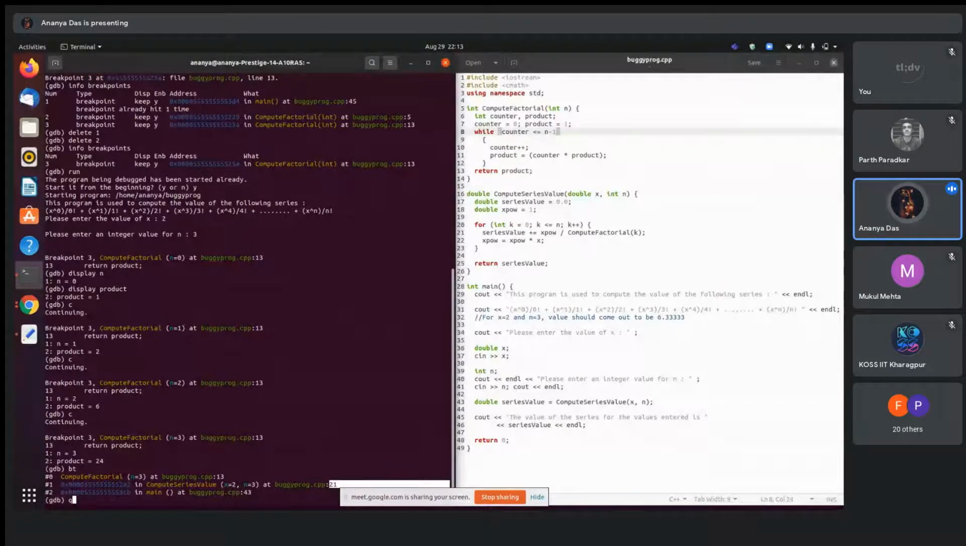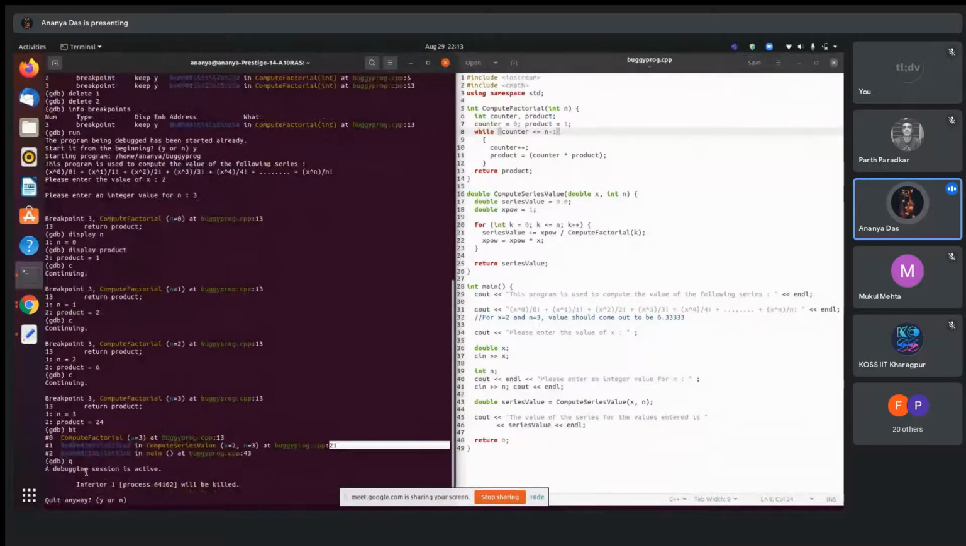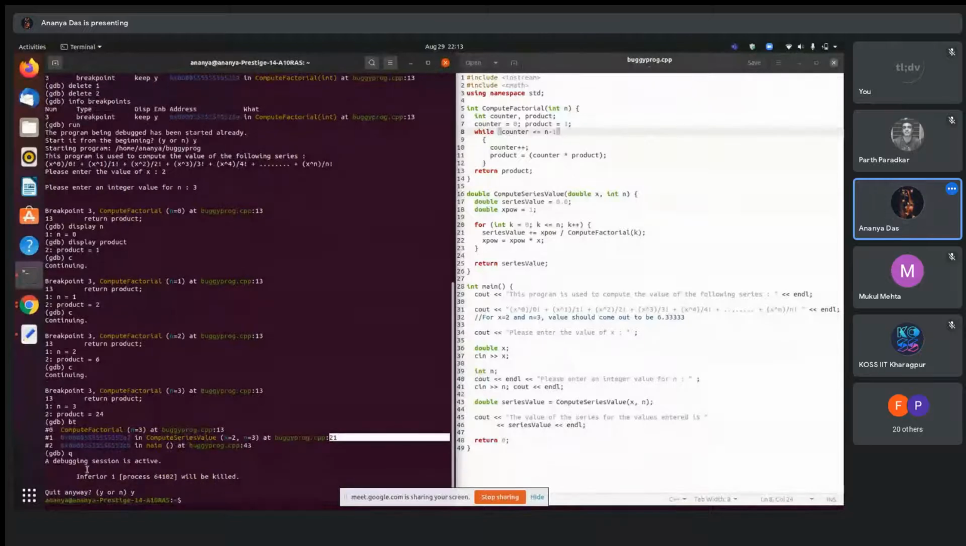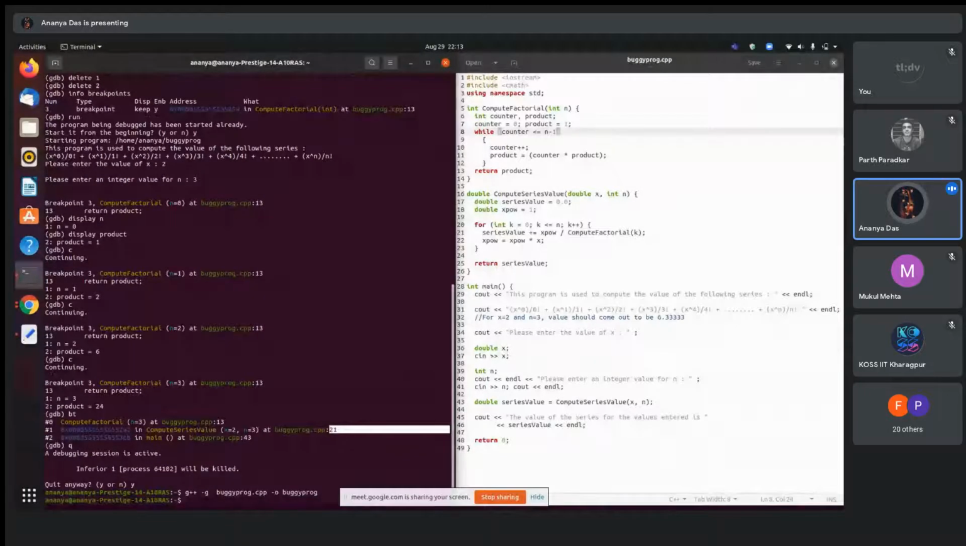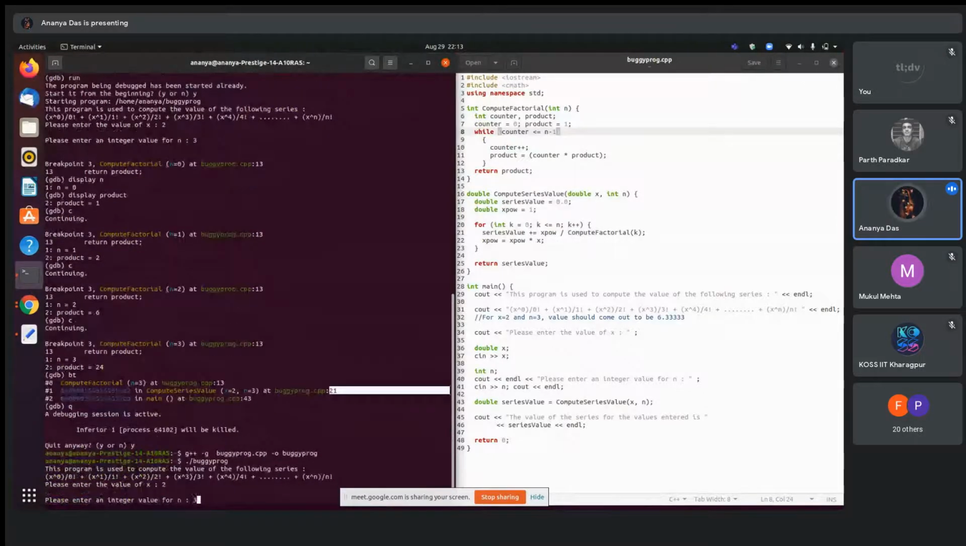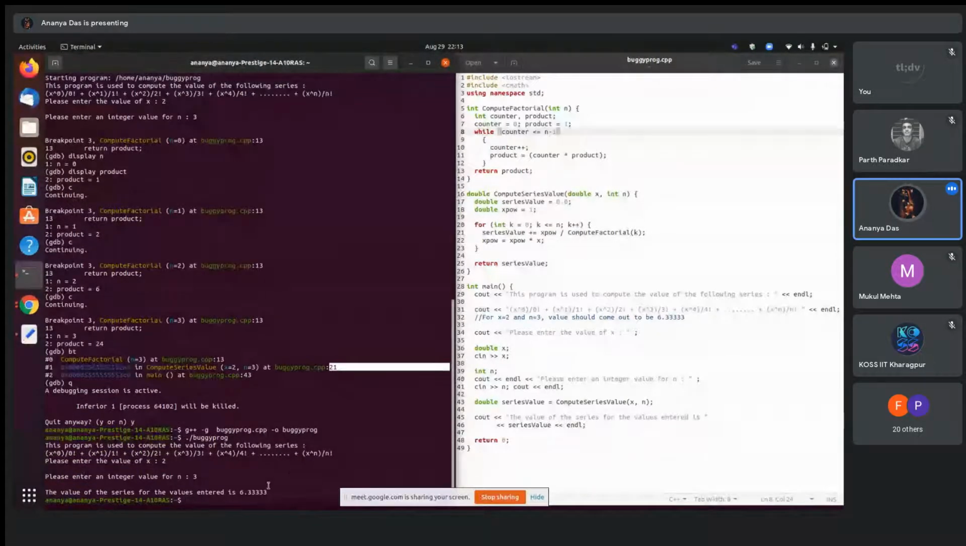So now I'll quit from this debugger and check whether my code is running right or not. So I'll compile it again. And so yeah, now it's coming out to be 6.33. So my code is now debugged.